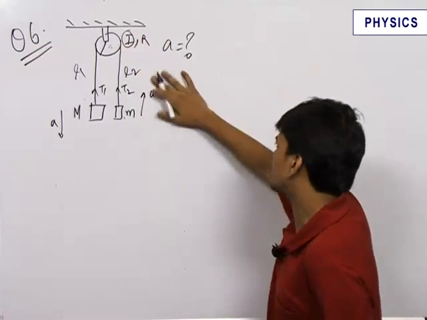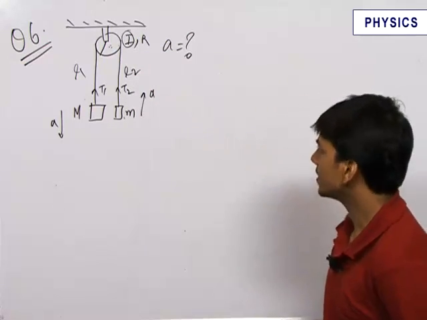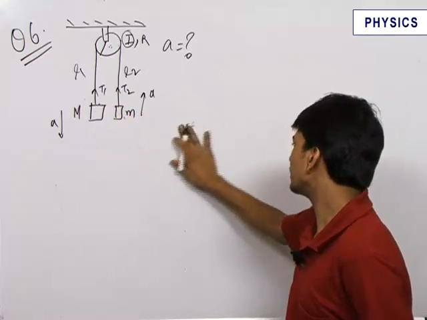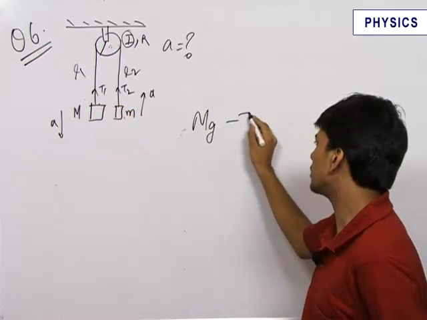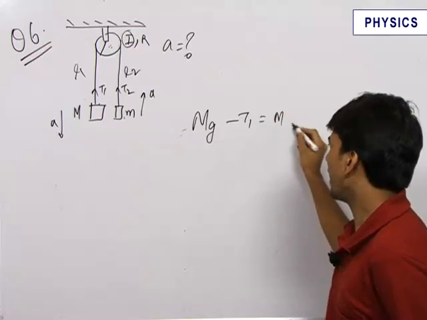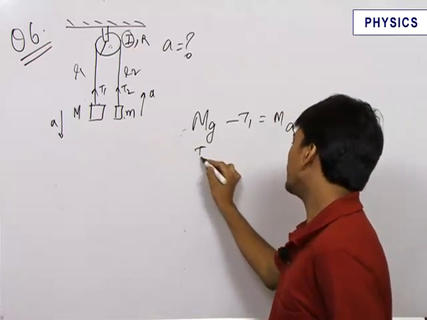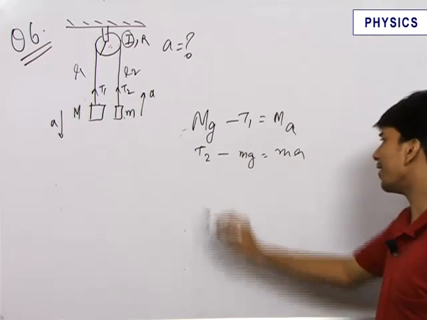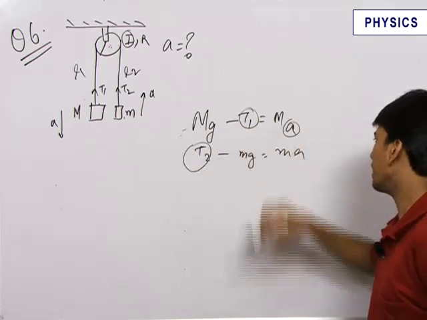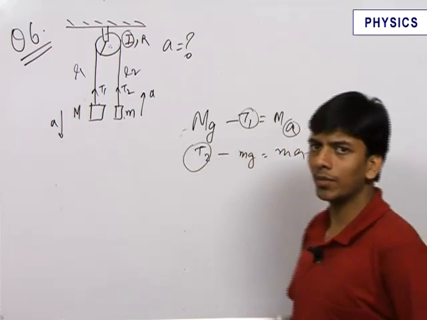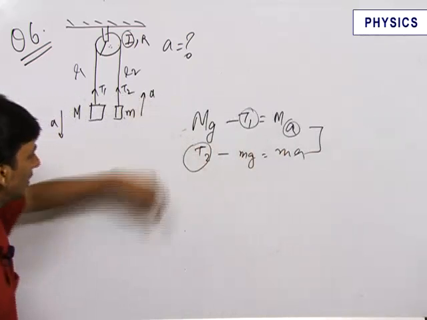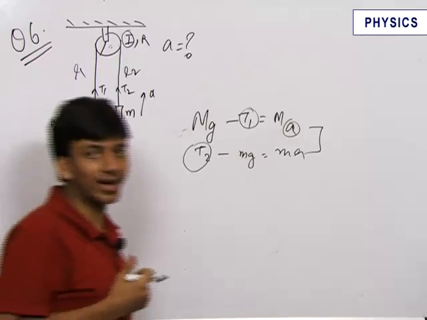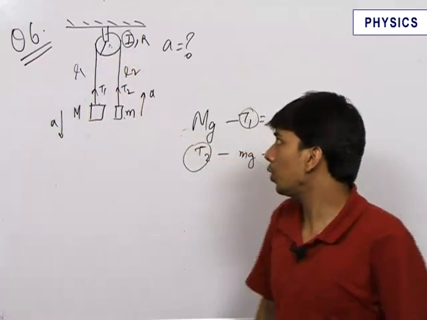We could have done this directly also. The acceleration of this mass is a. Now we write the equations in the vertical direction. For this mass we get Mg minus T1 is equal to Ma. On this mass we get T2 minus mg is equal to ma. Now we see that we have three variables, T1, T2 and a, but we have only two equations. So we need one more equation to solve and get the values of T1, T2 and a. The third equation will come from the pulley.